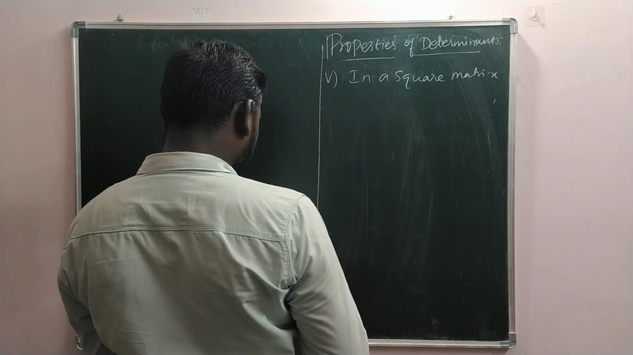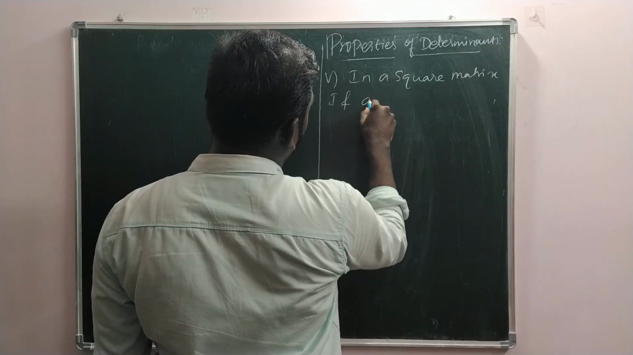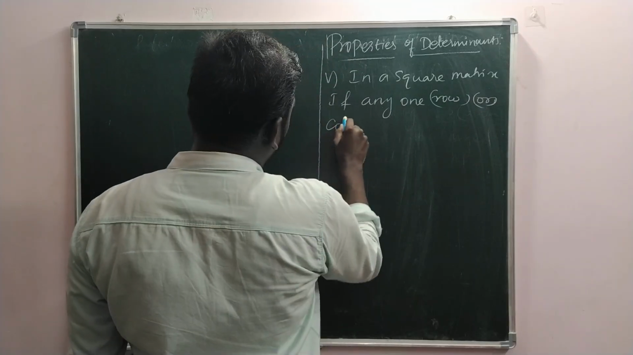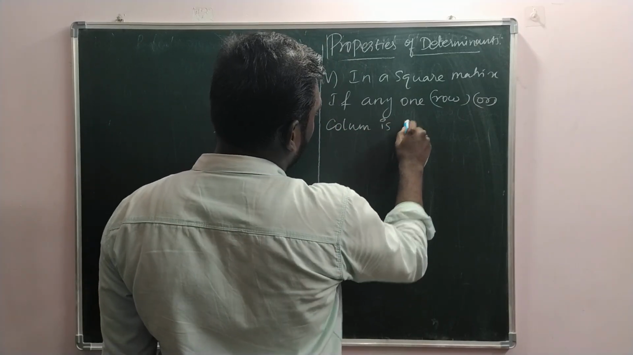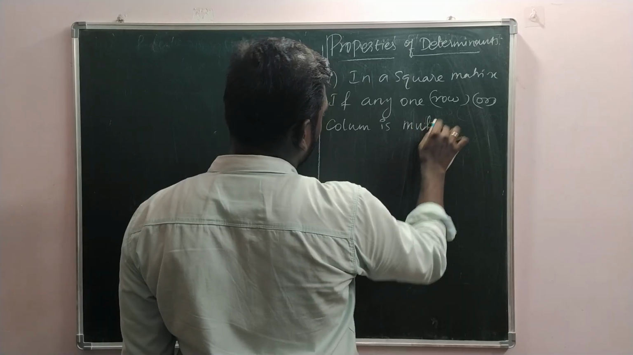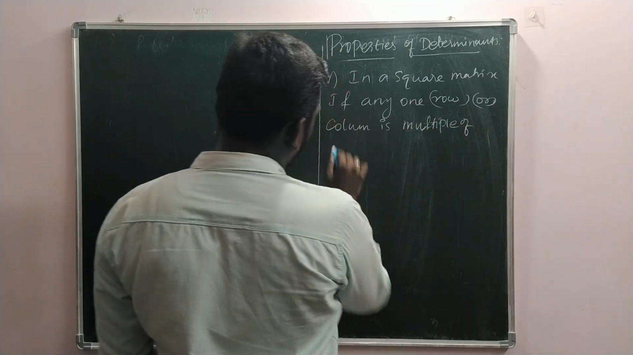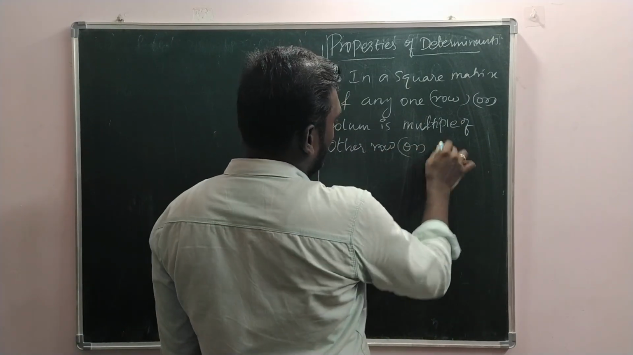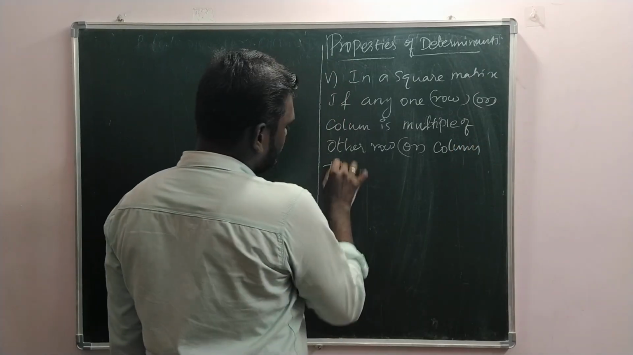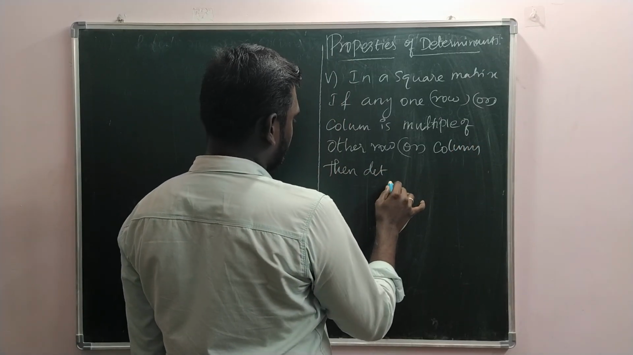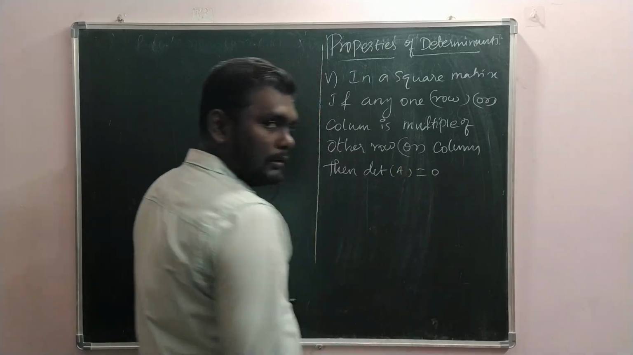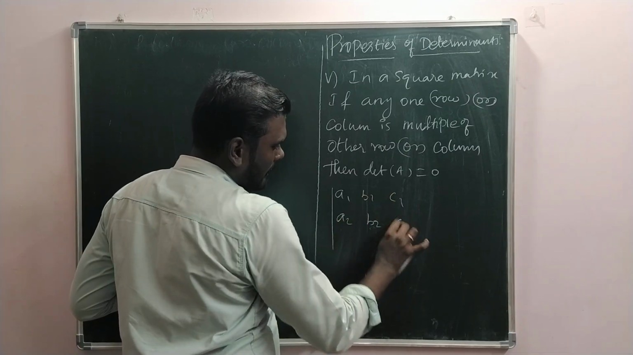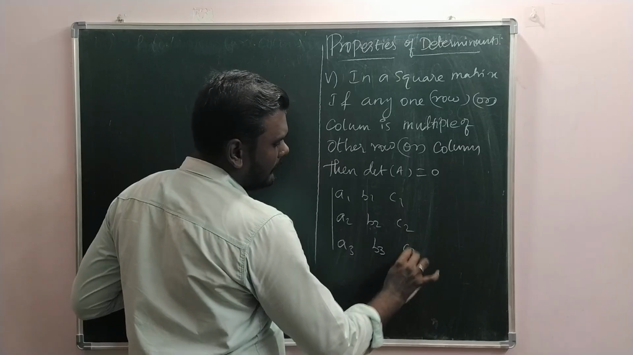See, in a square matrix, if any one row or a column is a multiple of another row, row means multiple of another row, column means multiple of another column, then the determinant is 0. Why? You see the matrix, this is A1, B1, C1, A2, B2, C2, A3, B3, C3.